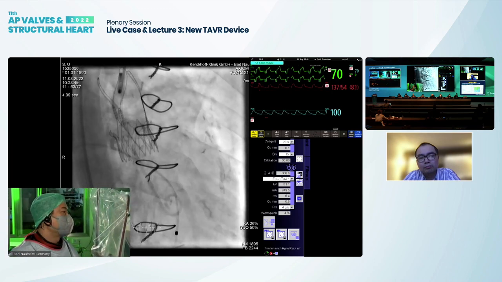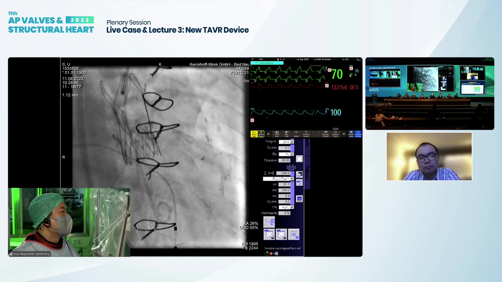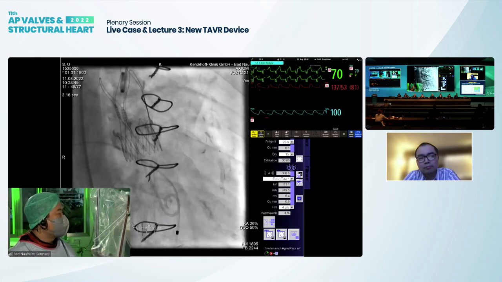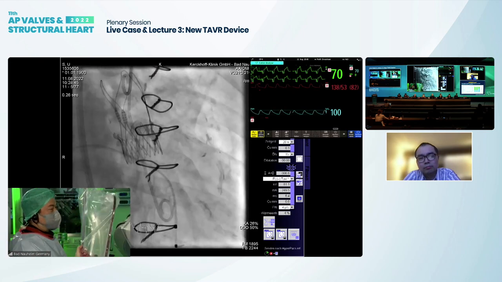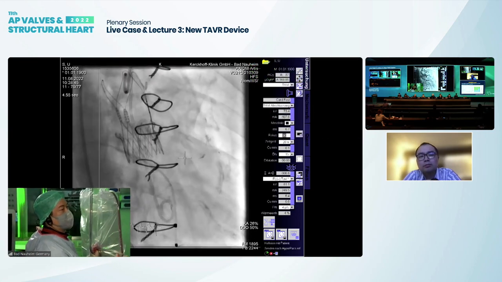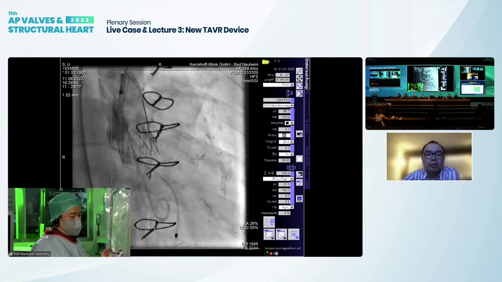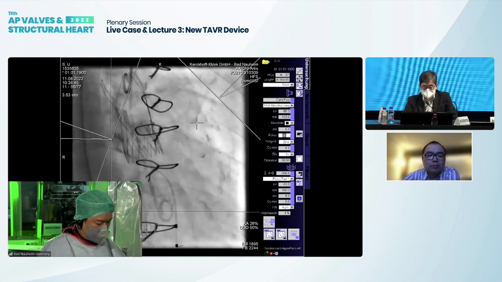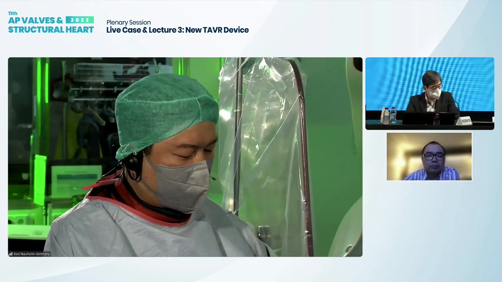So there's still some leak, which is quite unusual. I think we will check on echo, because I think the position is very good. Why don't you remove the pigtail catheter from the left ventricle? Yeah, I think this is an excellent idea.